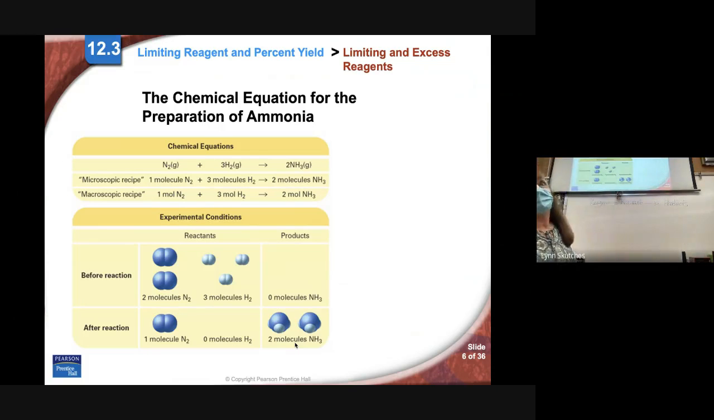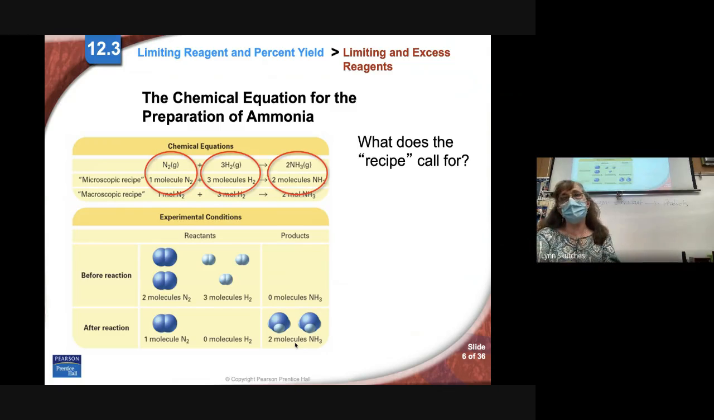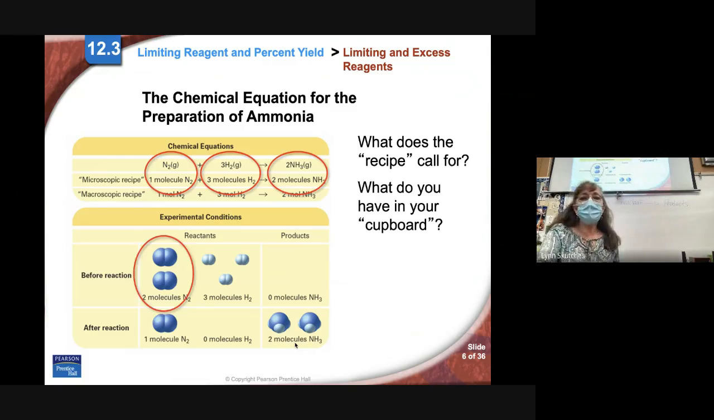Okay. All right, let's go to our favorite reaction, the reaction to make ammonia. The reaction requires 1 nitrogen molecule and 3 hydrogen molecules to make 2 ammonia molecules. Now, you don't go and get 1 molecule at a time, but just pretend, right? So if you go to your cupboard and you've got 2 nitrogens, 3 hydrogens, how much ammonia can you make? Only as much as the hydrogen lets you, right?